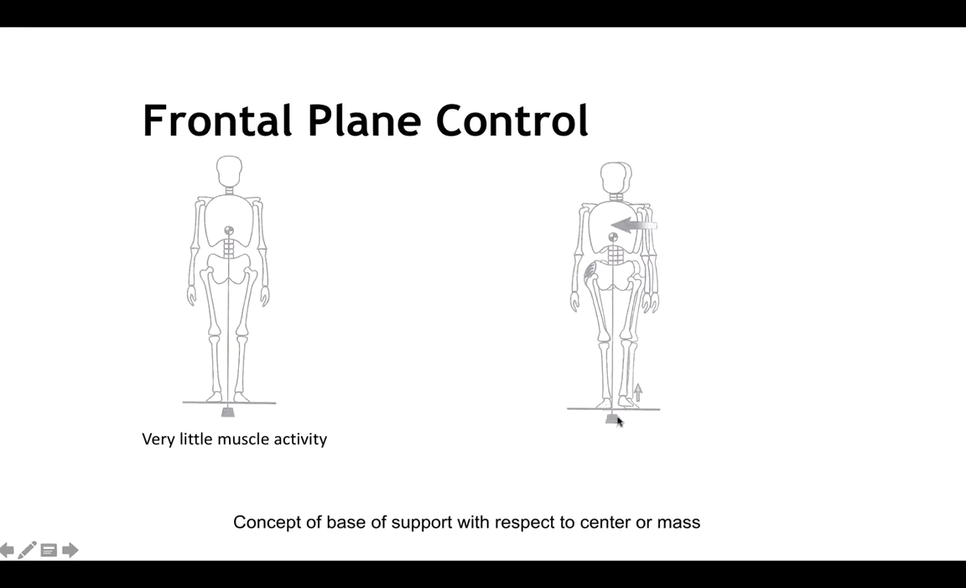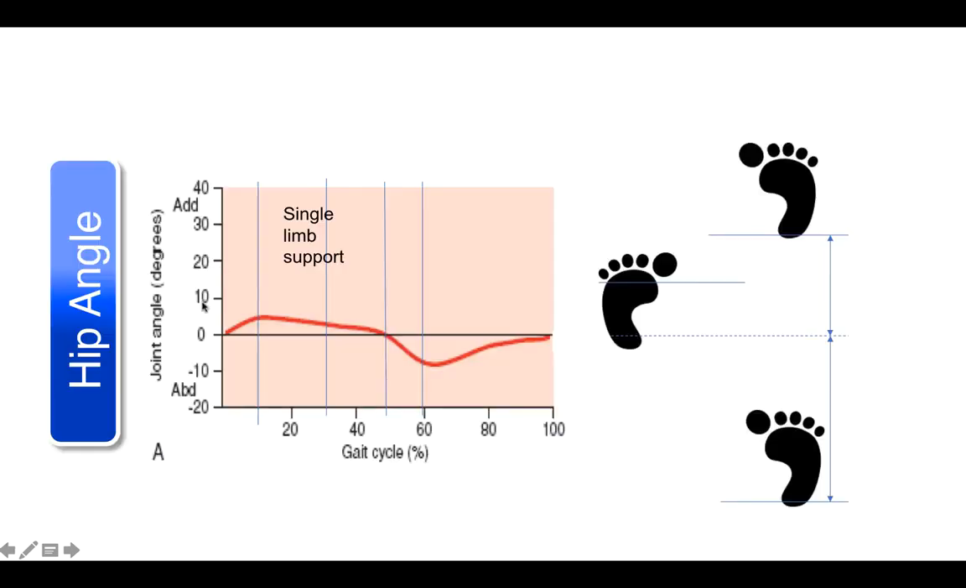When we go to single leg stance, as in the stance phase of walking, we need strong support from the lateral hip muscles to maintain the pelvis level. So here we see a graph from the text that shows the hip abduction in negative and adduction in positive throughout a gait cycle. We can see that the hip at initial contact is close to neutral.